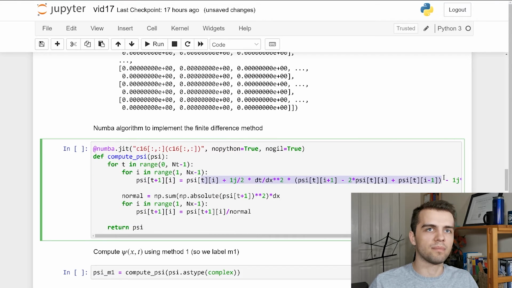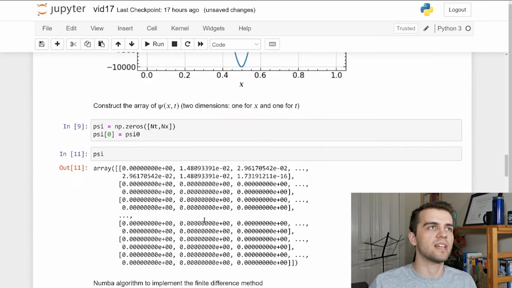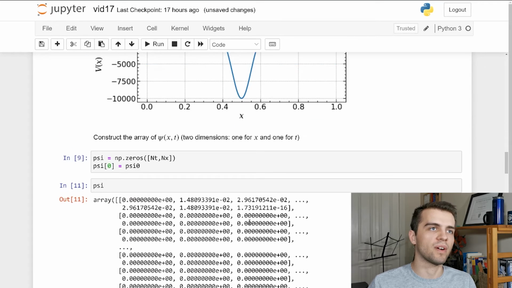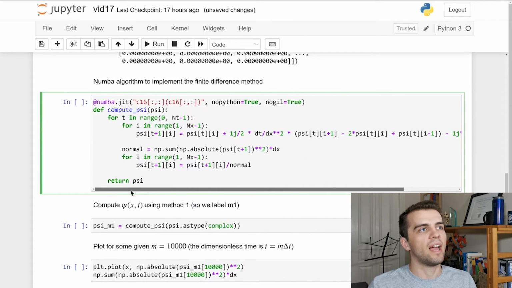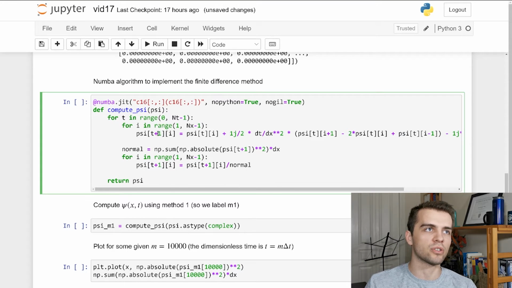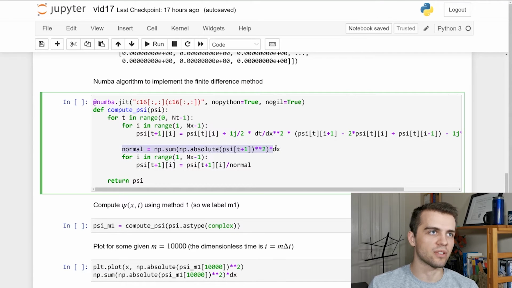Everything here is just what I have above. And I also have the potential here as well, v I. So it's indexing this array of the potential that I have here. That's part of the finite difference method. And then as I go through this algorithm, you should note that the wave function also needs to be normalized, right? And so I also enforce the fact that it's normalized. So this is like a scaling factor here.